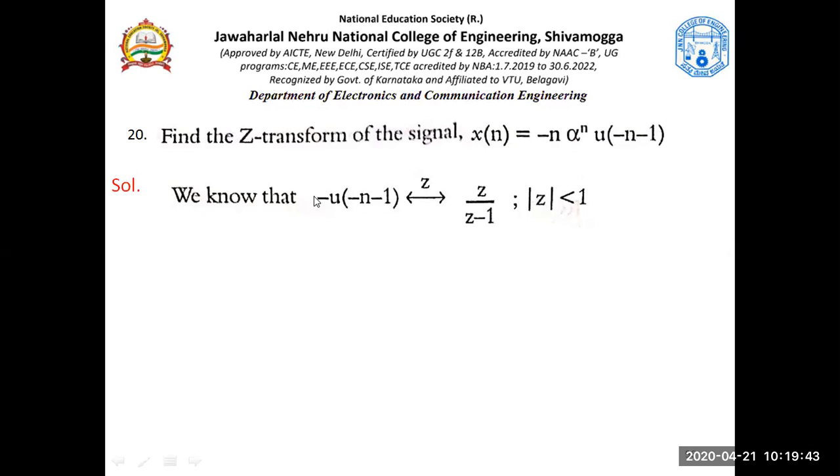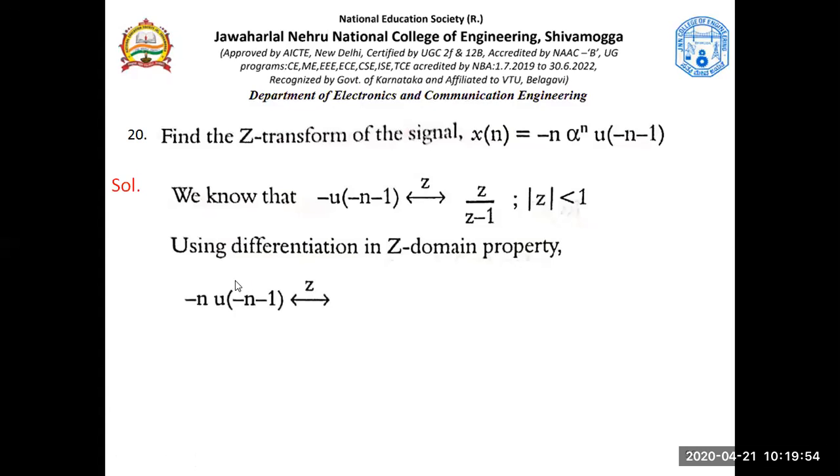We'll multiply this signal by n. So multiplying by n in the time domain is the differentiation in z domain property. So using the differentiation in z domain property, what is the z transform of this? What is the z transform of n?